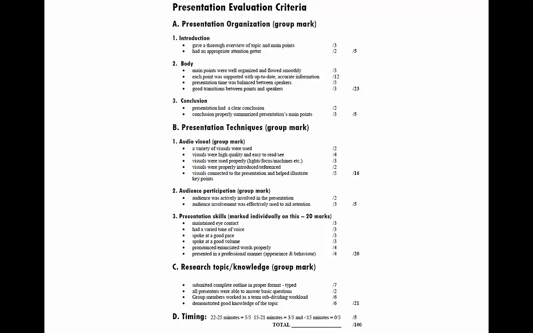A second resource that's available inside the workshop for you to print or just look at here is the typical marking scheme or rubric that a professor will use. Notice there are four main areas that the professors are looking at: the presentation organization, the presentation techniques, the research and knowledge, and the timing. Now in the presentation organization, you can see that there's the introduction, the body, and the conclusion.